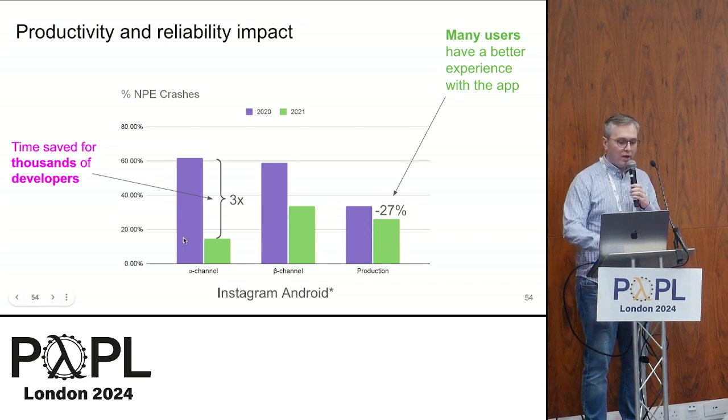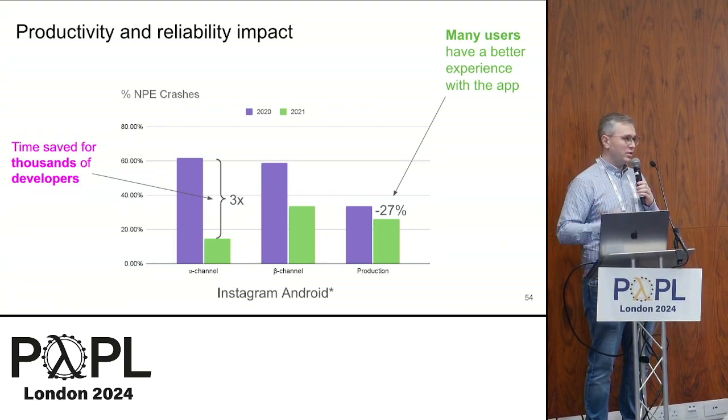All right, so when we look at the alpha channel numbers, we see this significant drop, like 3 times fewer null pointer exceptions in the alpha channel. This basically means that developers started making much fewer silly null pointer exceptions, like NPE mistakes, and spend less time fixing NPE mistakes that happen in production. So this is a direct reflection of improved developer productivity.